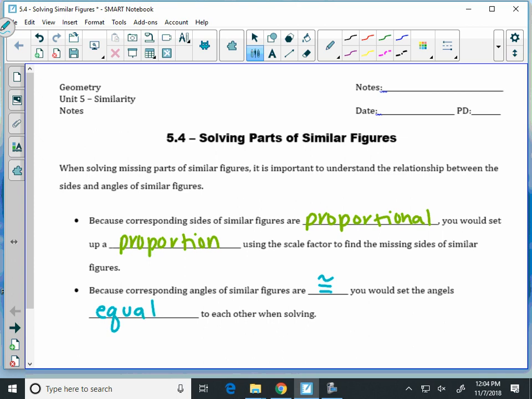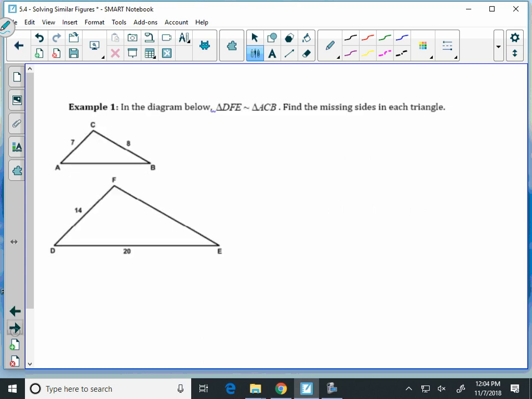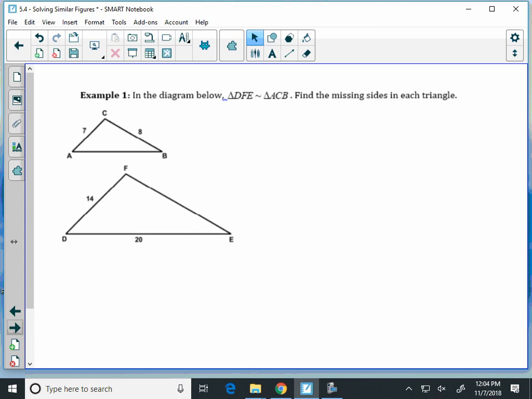So when you're finding sides, set up a proportion. When you're finding angles, set them equal. When you're dealing with similar figures. So take a look at this first example. It says in the diagram below, triangle DFE is similar to triangle ACB. Find the missing sides in each triangle.